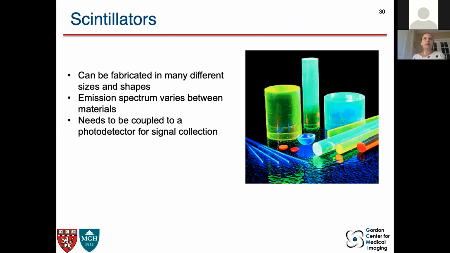And there are many different types of scintillators. They can be fabricated in different shapes and sizes, which is one of their advantages. And the emission spectrum, meaning the energies of the optical photons, they vary between materials. As you can see here, there are different colors in these different crystals or different scintillators. And as I already said, they need to be coupled to a photodetector to collect this light signal.